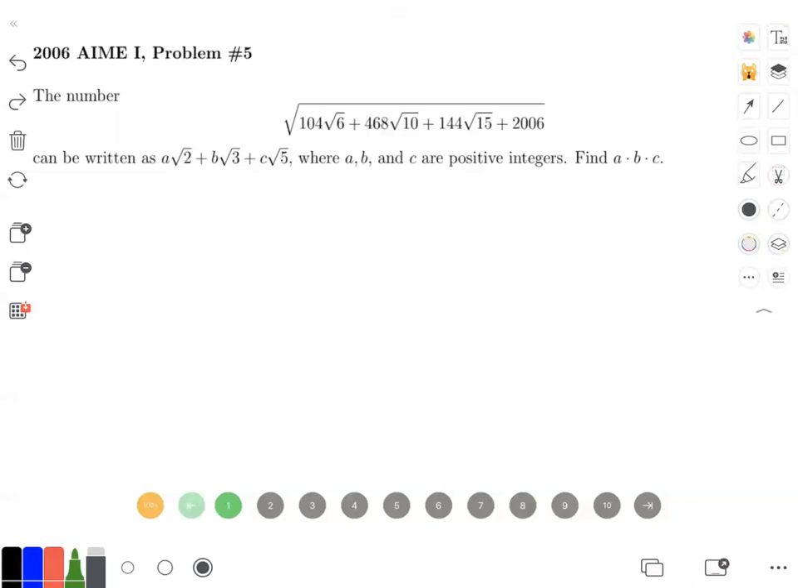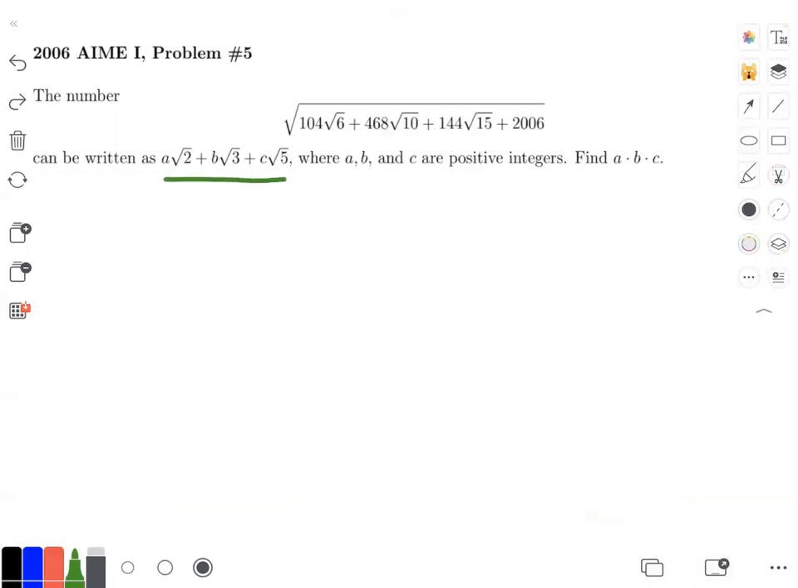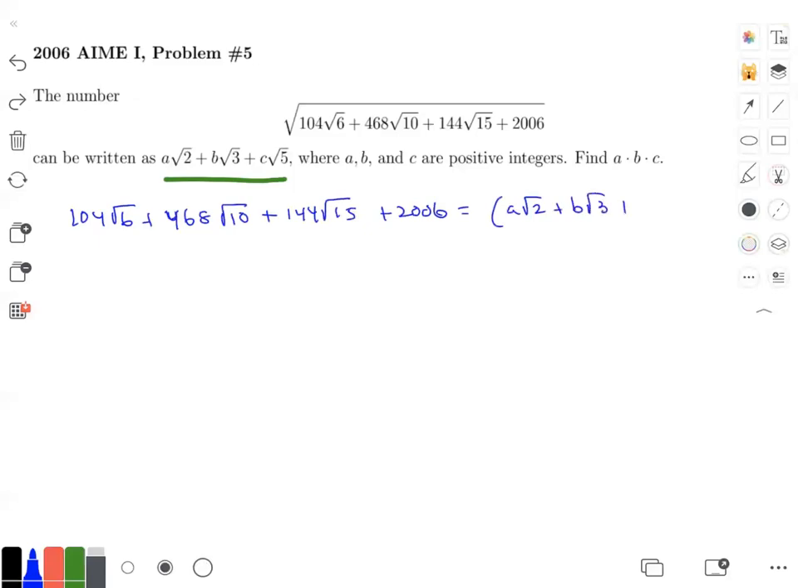So, first thing we want to do is we're given this radical and we're given its form, which is a root 2 plus b root 3 plus c root 5. Alright, so let's equate the terms. 104 root 6 plus 468 root 10 plus 144 root 15 plus 2006 is equal to, now we're squaring that, so we have to square the requested form, a root 2 plus b root 3 plus c root 5 squared.